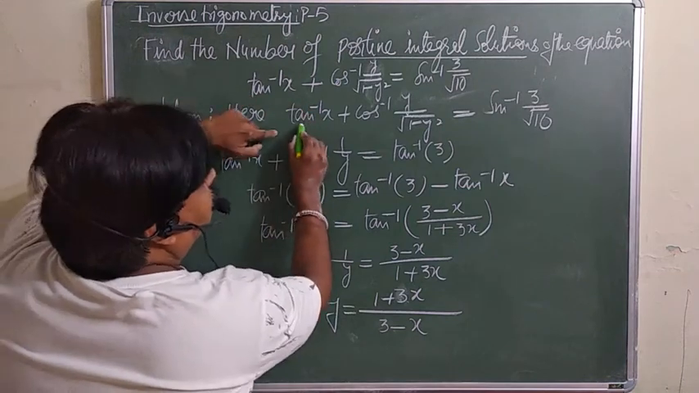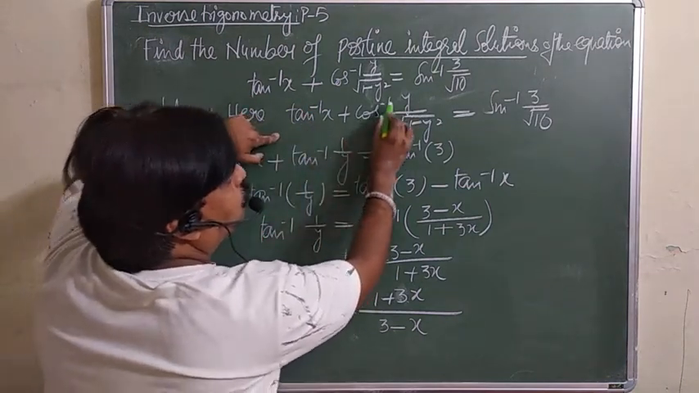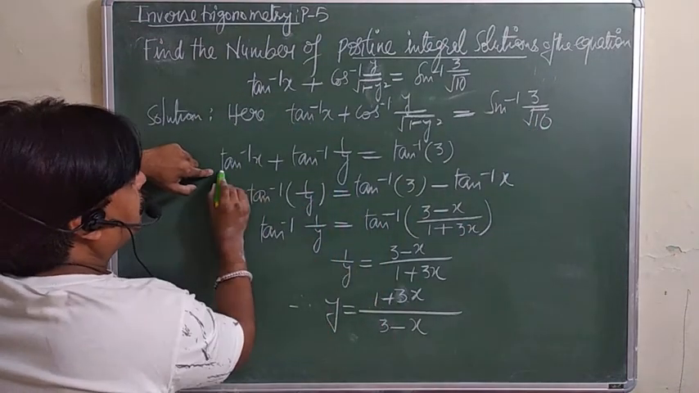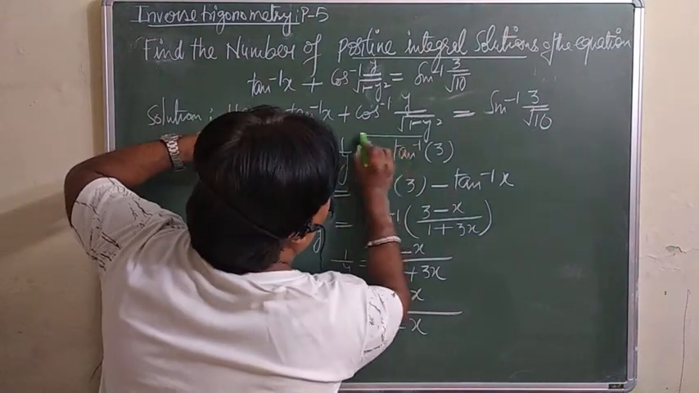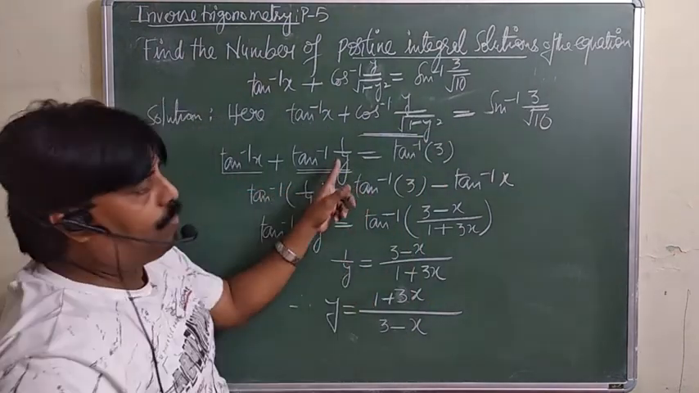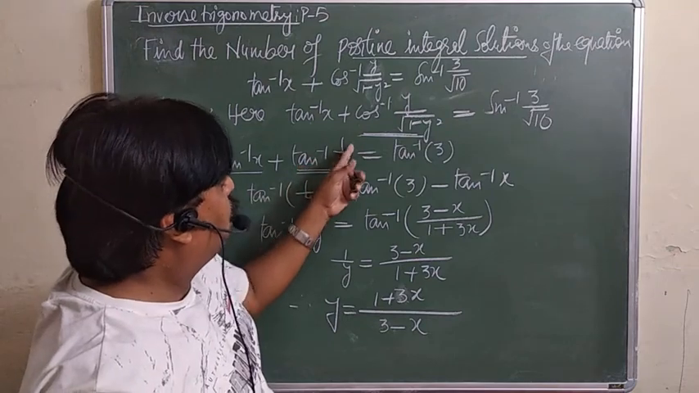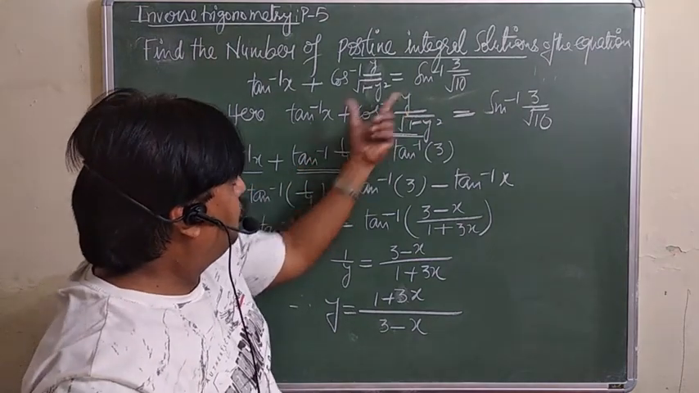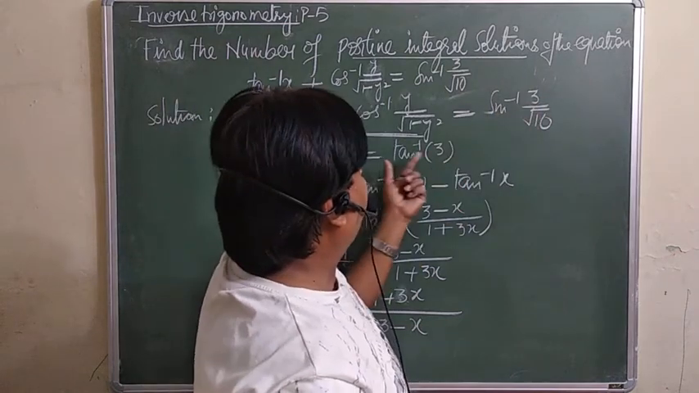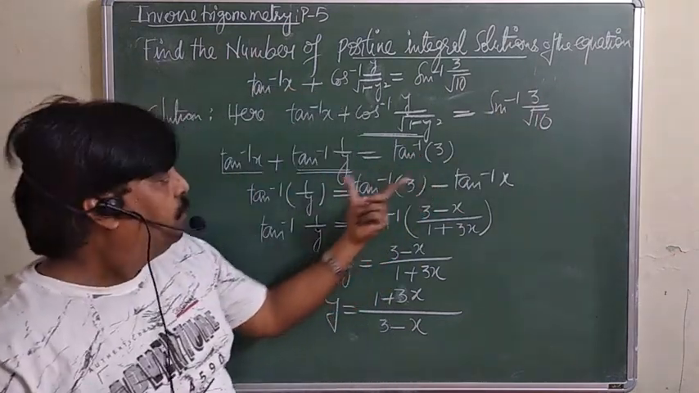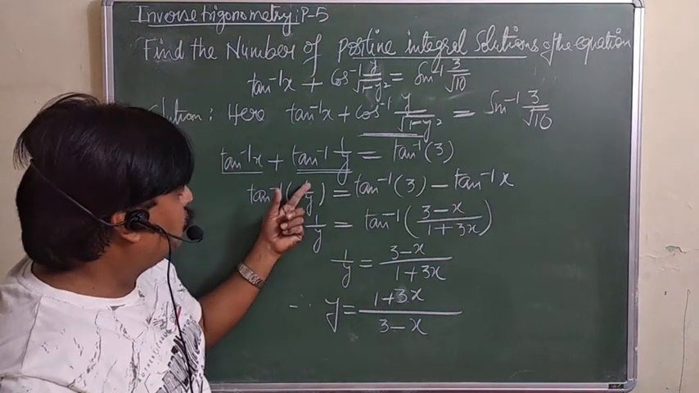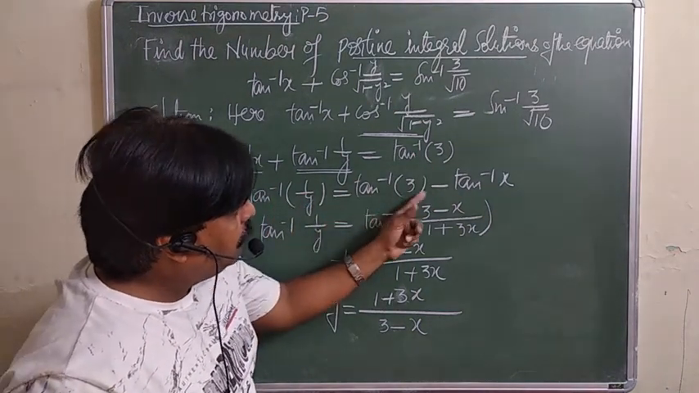See, now this is the information given: tan inverse x plus cos inverse y over under root 1 minus y square is equal to this one. Tan inverse x keep as it is, but you can change cos inverse y over under root 1 minus y square to tan inverse 1 over y. Similarly, sin inverse 3 over root 10 will be equal to tan inverse 3. Now transpose tan inverse x to the right hand side, so you will get tan inverse 1 over y is equal to tan inverse 3 minus tan inverse x.